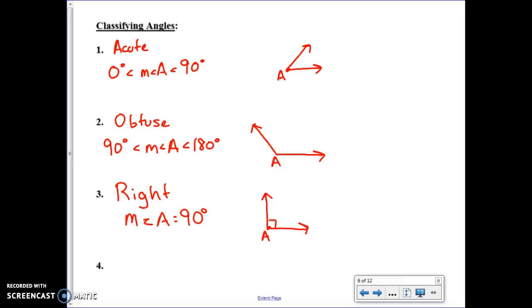The last option may not have been one that has occurred to you before, but it is called a straight angle. So obtuse stops just before 180 degrees, but a straight angle is exactly 180 degrees. So it just looks like a line. So here's my vertex A. It equals 180 degrees.